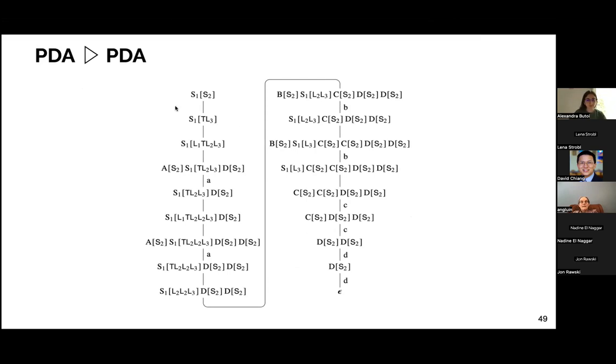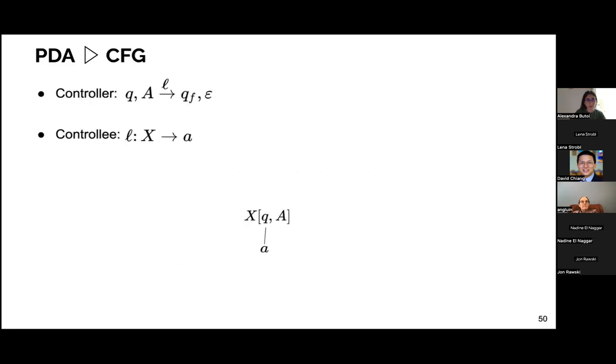So in a PDA controlled by a PDA, a derivation is actually the same thing as a derivation tree, because each node can have at most one child. The next one is a PDA controlling a CFG, and again, there are three subcases.